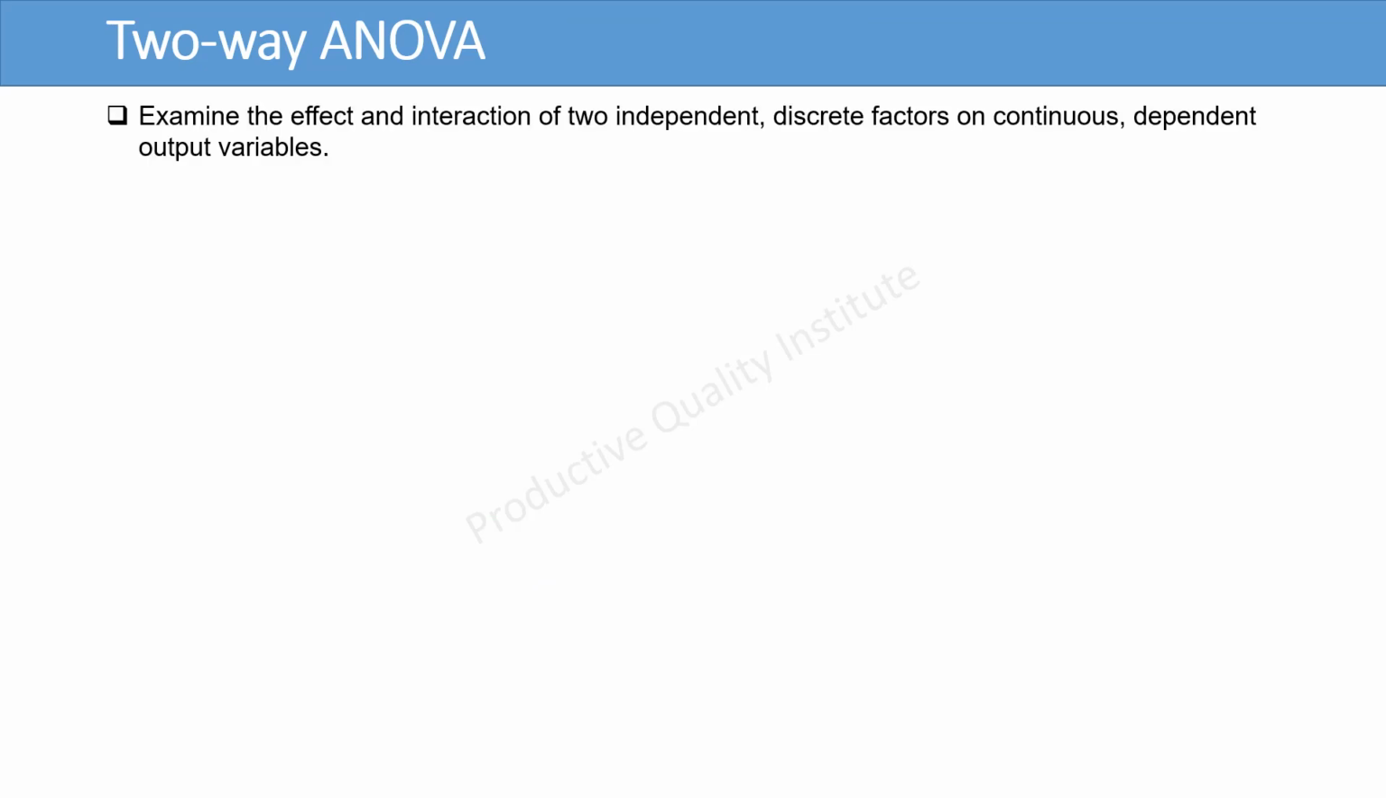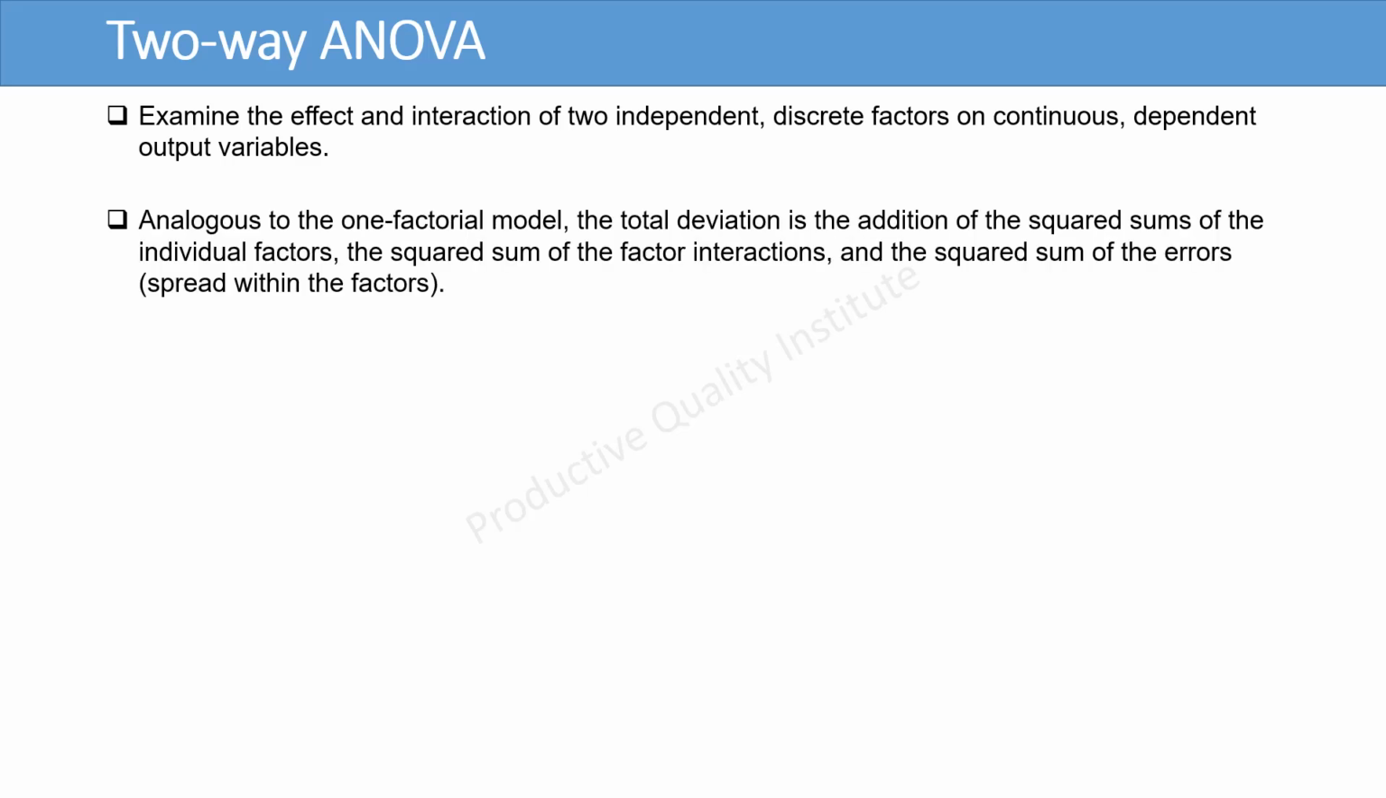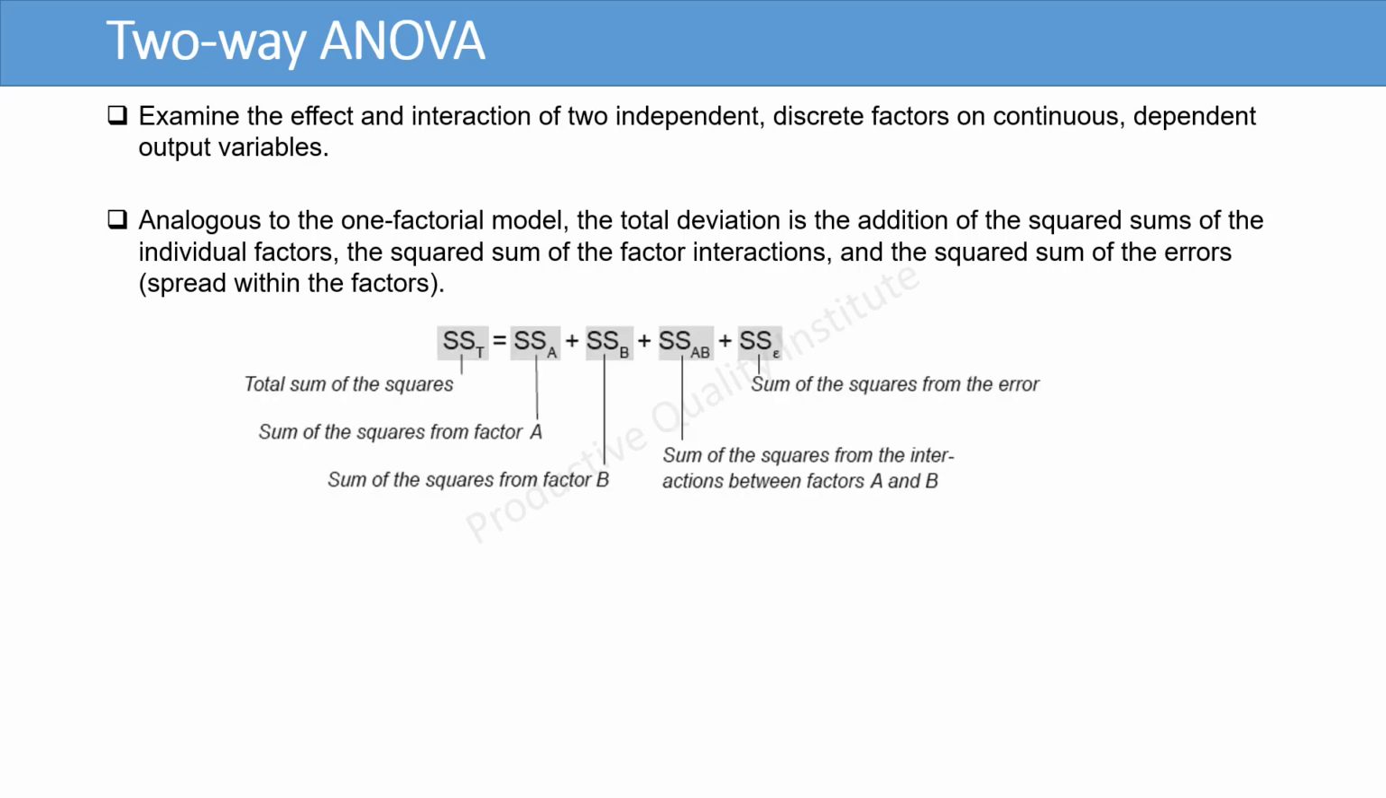Two-way ANOVA examines the effect and interaction of two independent, discrete factors on a continuous, dependent output variable. Analogous to the one-factor model, the total deviation is the addition of the squared sums of the individual factors, the squared sum of the factor interactions, and the squared sum of the errors spread within the factors.